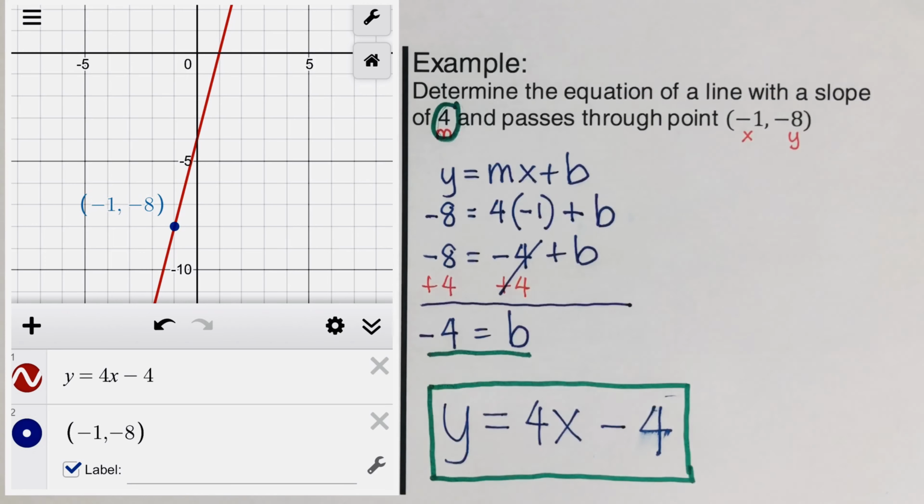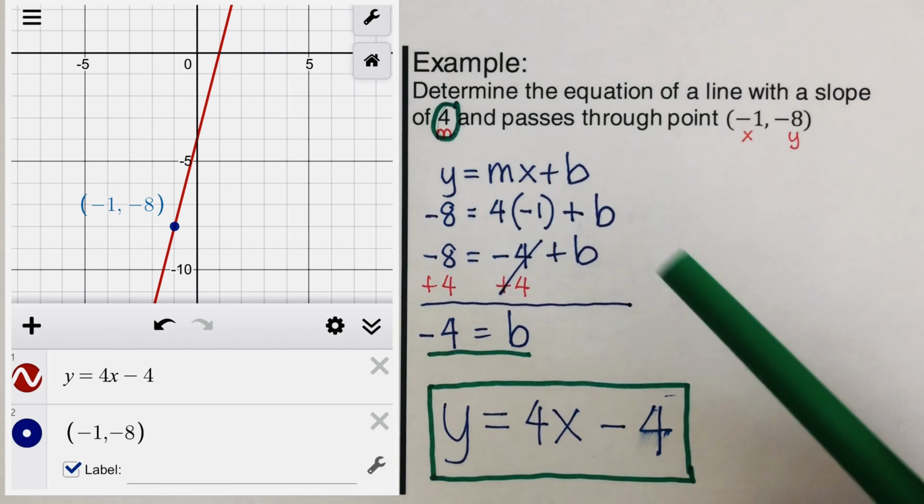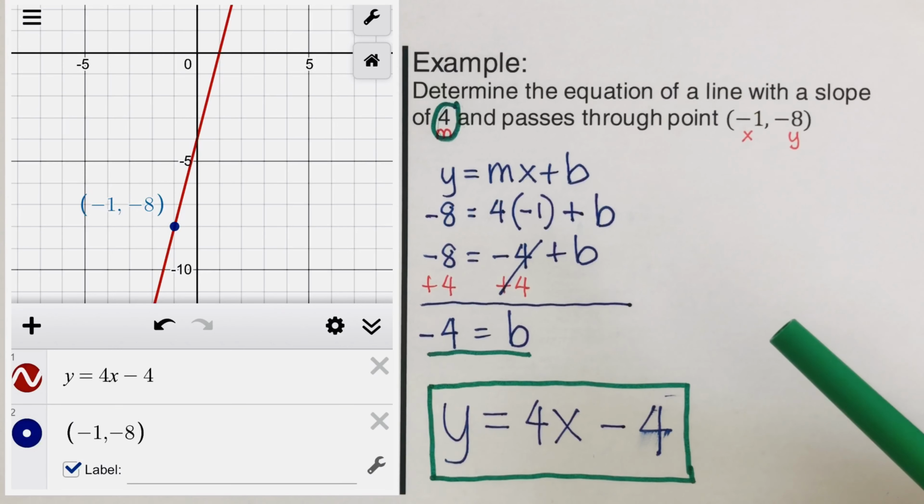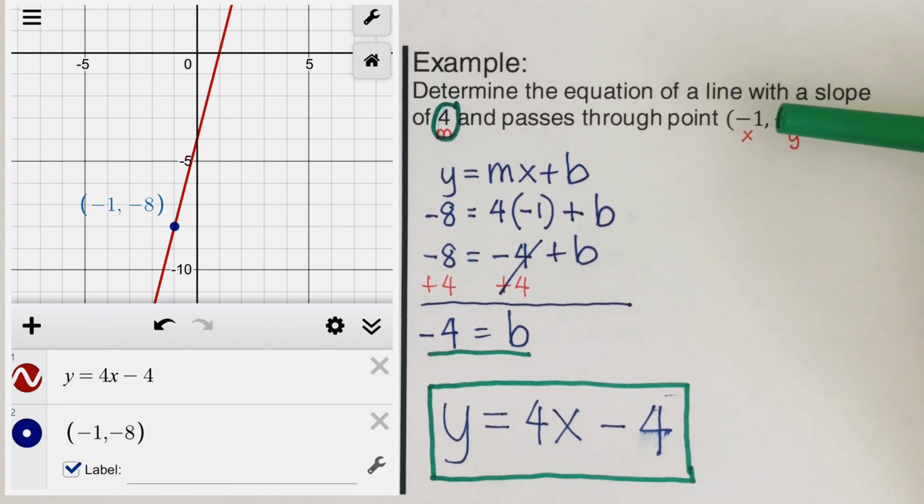On the side, you will see the graphical version of this problem. The blue point, which is labeled (-1, -8), is actually on the red line. The red line is 4x minus 4. So this is the equation of the line that contains this point. Did you get the same answer as this?